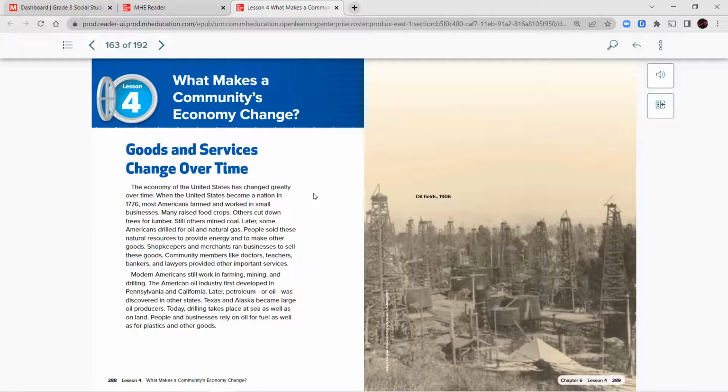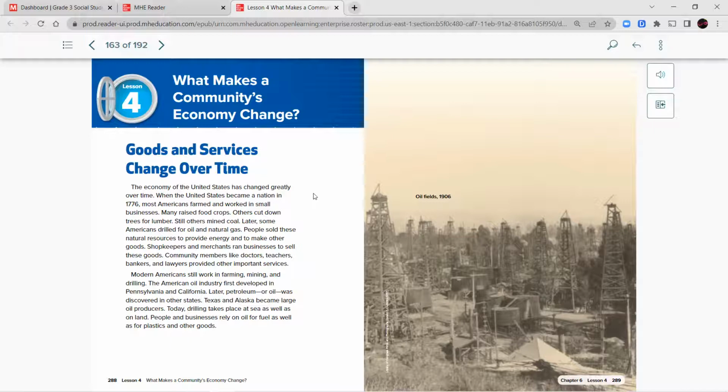People sold these natural resources to provide energy and to make other goods. Shopkeepers and merchants ran businesses to sell these goods. Community members like doctors, teachers, bankers, and lawyers provided other important services. Modern Americans still work in farming, mining, and drilling.